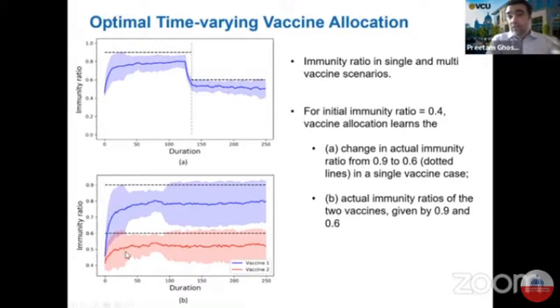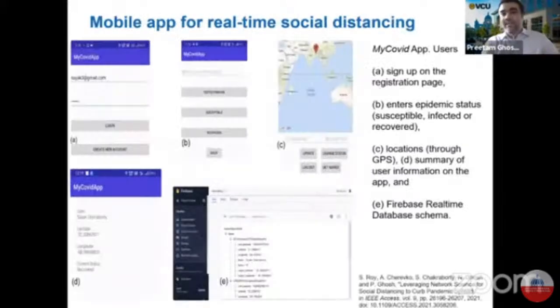The algorithm does not know ahead of time what the true immunity ratio is. It is trying to learn it dynamically. As you will see, it tries to catch up with the true immunity ratio. The blanket curve shows the standard deviation in its learning, because no number is an absolute number. Long story short, our dynamic vaccine allocation can actually match what is seen in the real world.